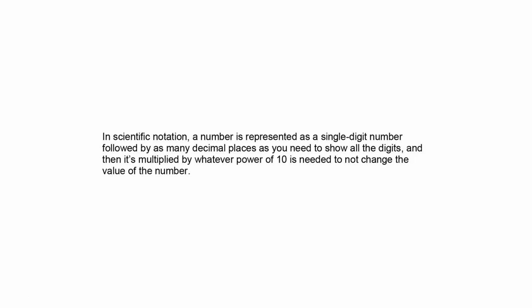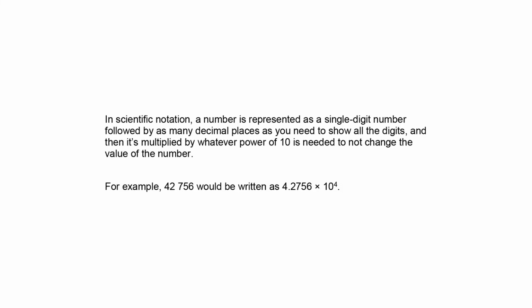In scientific notation, a number is represented as a single-digit number followed by as many decimal places as you need to show all the digits, and then it's multiplied by whatever power of 10 is needed to not change the value of the number. For example, 42,756 would be written as 4.2756 times 10 to the 4th.